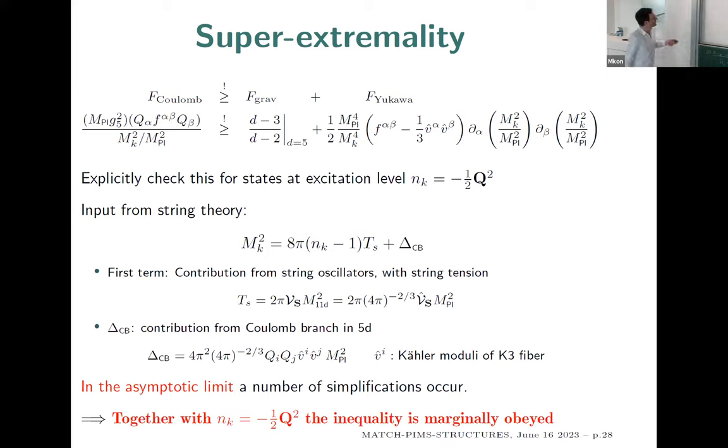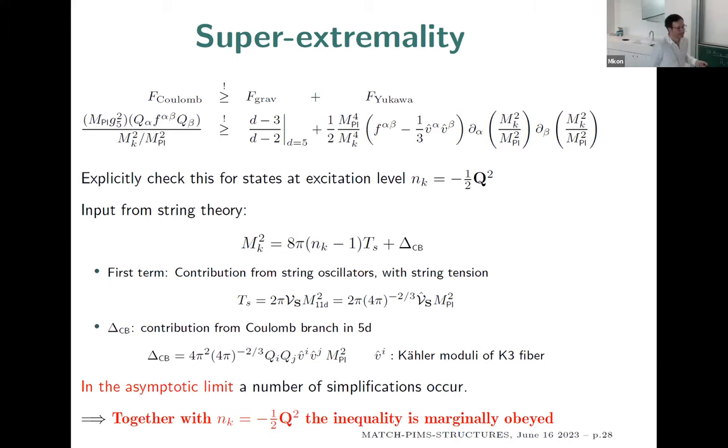And this we can do with the help of string theory. We know what the masses of states are at a certain excitation level. There are a number of technical complications because we work in five dimensions, so we have to take into account Coulomb branch parameters, et cetera. But when the dust settles, one can show that in the asymptotic limit for weak coupling, everything that was causing trouble just cancels. And miraculously, the states satisfy the gravity conjecture. So everything falls into place, but only for those states. And these are the only ones generally that do the job.